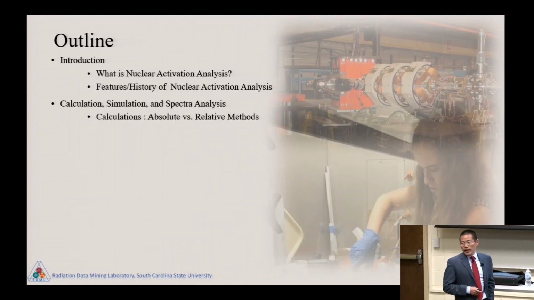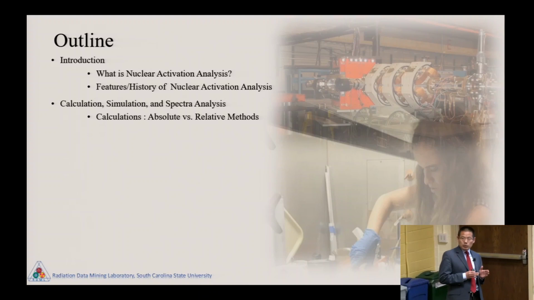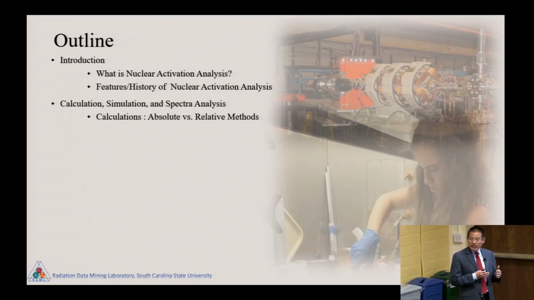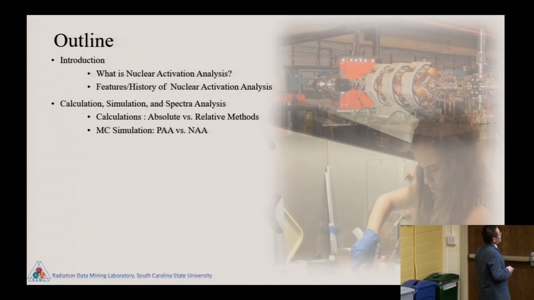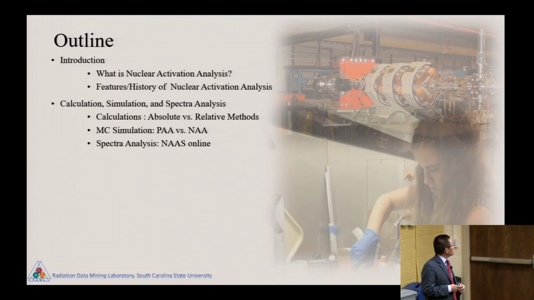The calculation includes 2 kinds of methods. One is the absolute method. We get the concentration of isotopes from the original parameters. Or we use the relative method. You irradiate the sample with your reference materials. Then we talk about the Monte Carlo simulations with PAA and NAA. PAA is photon activation analysis, using high energy photons. NAA is neutron activation analysis.